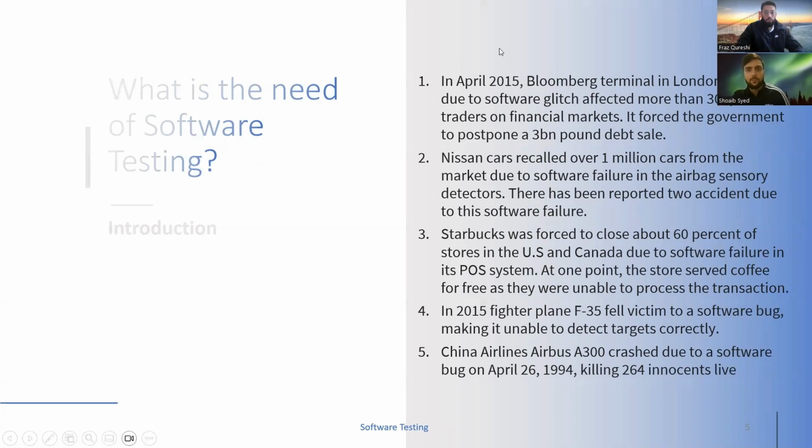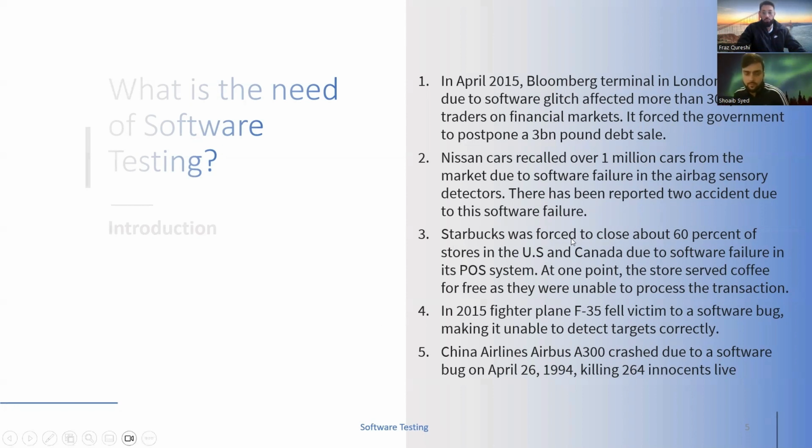So again, similarly, what is the need of software testing? There are a few points that I have mentioned here, and there are millions of examples out there. If we look at some of them, this one is very interesting. Nissan recalled over 1 million cars from the market due to software failure in airbag sensor detectors. So you see how much it cost them. Imagine if they had found it while it was under development. They wouldn't have had all that hassle.